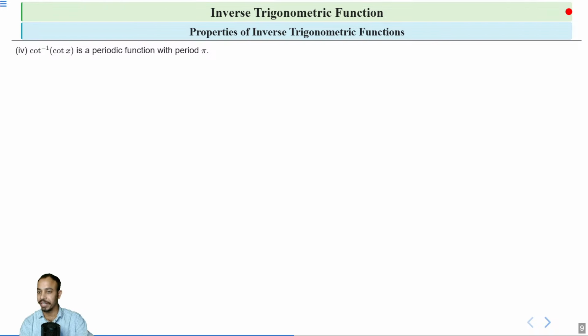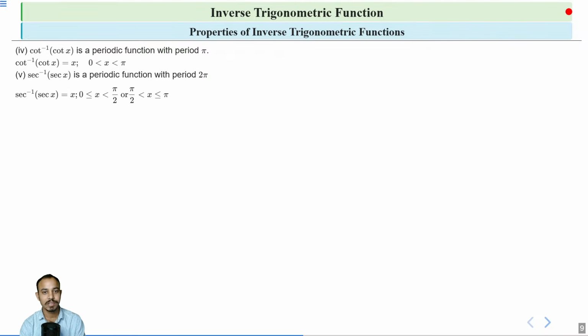Now see cot inverse of cot x. This is also a periodic function with period pi. Cot inverse of cot x is equal to x when 0 less than x less than pi. So in interval 0 to pi, cot inverse of cot x is equal to x. Then sec inverse of sec x is a periodic function with period 2 pi. And sec inverse of sec x is equal to x when 0 less than or equal to x less than pi by 2, or pi by 2 less than x less than pi. So when x lies in interval 0 to pi by 2 or pi by 2 to pi, then sec inverse of sec x is equal to x.